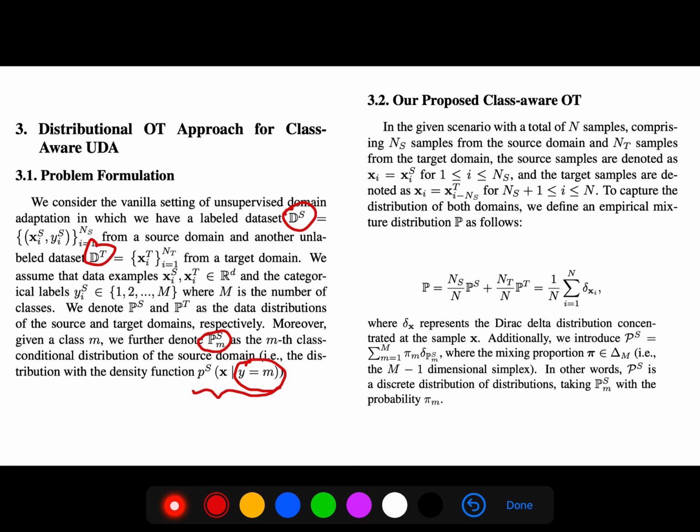So in the given scenario with a total of n samples, comprising n sub s samples from the source domain and n sub t samples from the target domain, the source samples are denoted as x sub i and the target samples are denoted as this one. To capture the distribution of both domains, we define an empirical mixture distribution P. So this is a mixture distribution. It has source domain and it has target domain. So a mixture of them. We call it empirical mixture distribution.